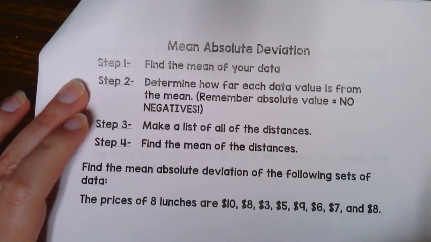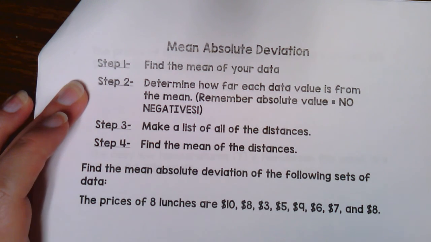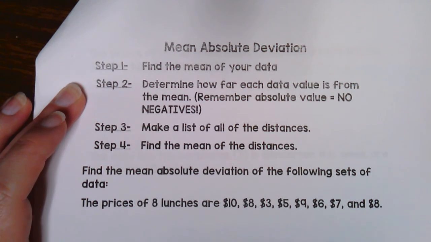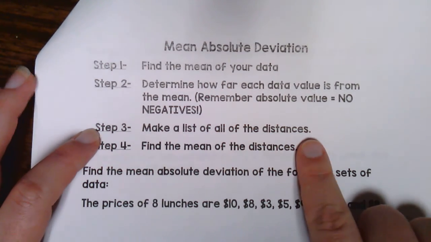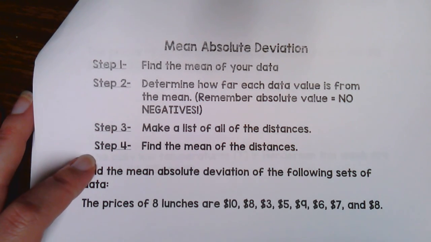Step two is to determine how far each data value is from the mean. So this is absolute value, no negatives. You're just finding out how far each number is from the mean. Then you make a list of all your distances and you find the mean of those distances.